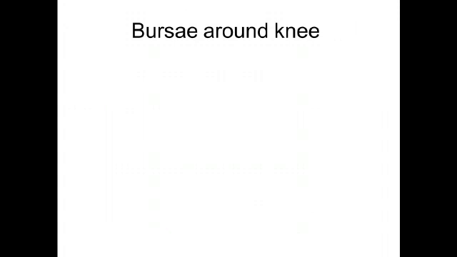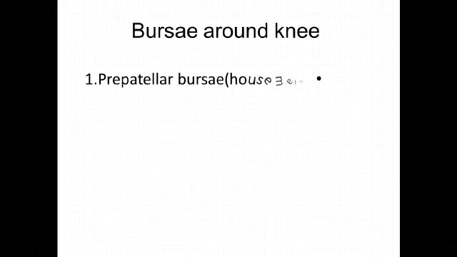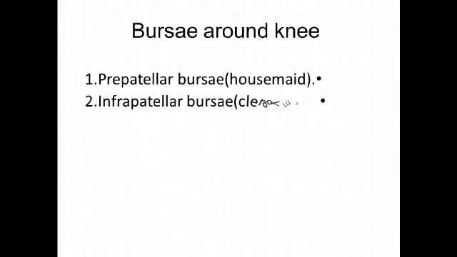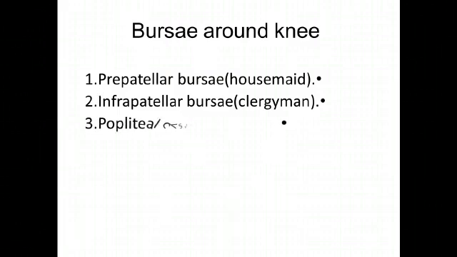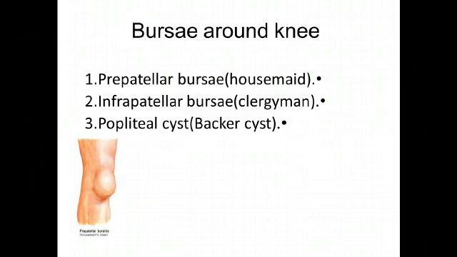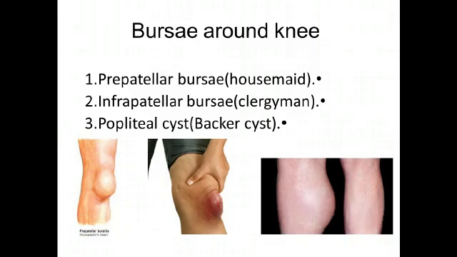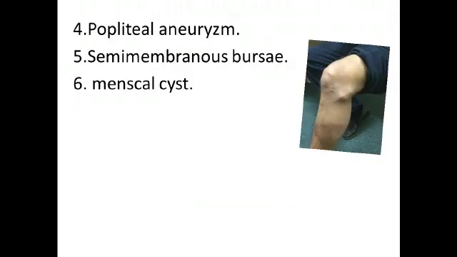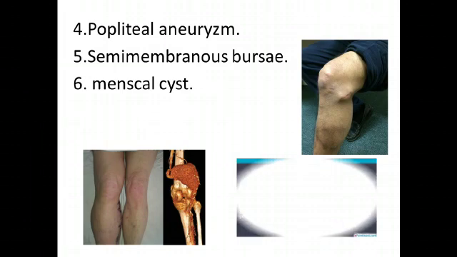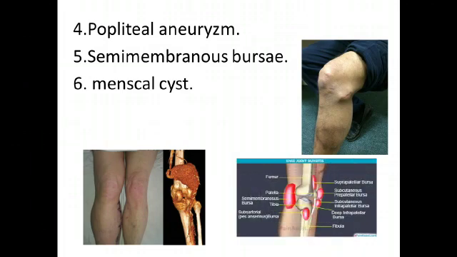Bursae: now we come to the bursae around the knee. Pre-patellar bursa, infrapatellar bursa, popliteal cyst, which is the Baker cyst. You see this? Pre-patellar bursa, you see that? All this is very important to see. We have others: popliteal aneurysm, semimembranosus bursa, and meniscal cyst.